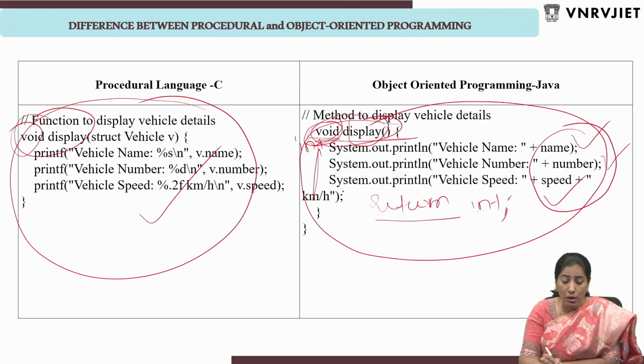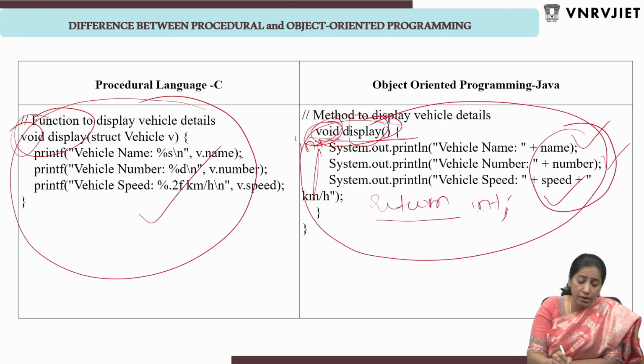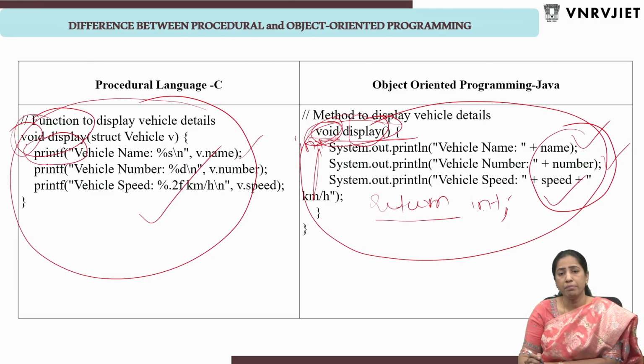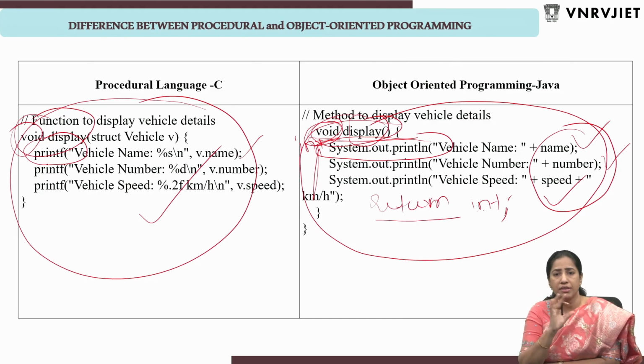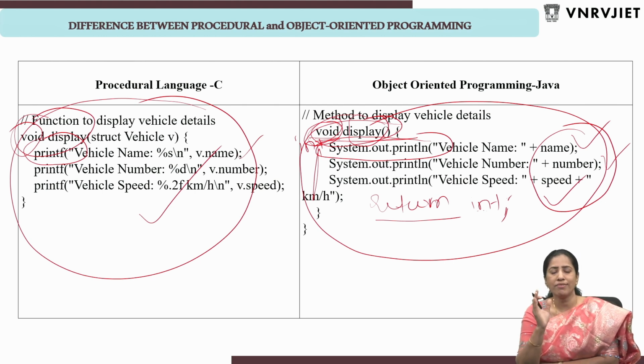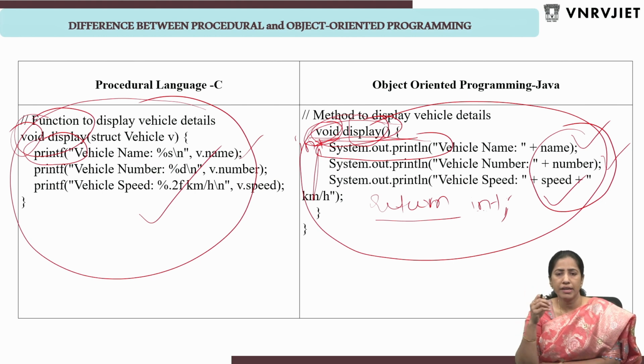So what is the difference you observe here? Here for printing the name of the vehicle, I am using the printf method, a predefined method, whereas in Java, I am using the System.out.println method. So for printing, we have different methods in these different languages. But the difference between procedure-oriented language and object-oriented languages is that object-oriented languages are derived or defined from the concept of classes, whereas the procedure-oriented languages are derived from the concept of structure.